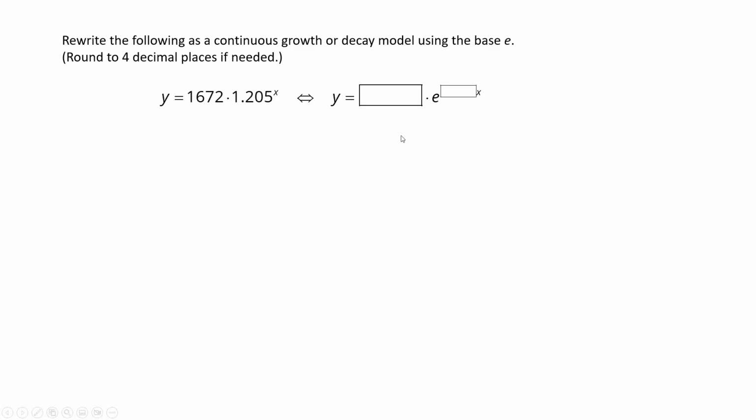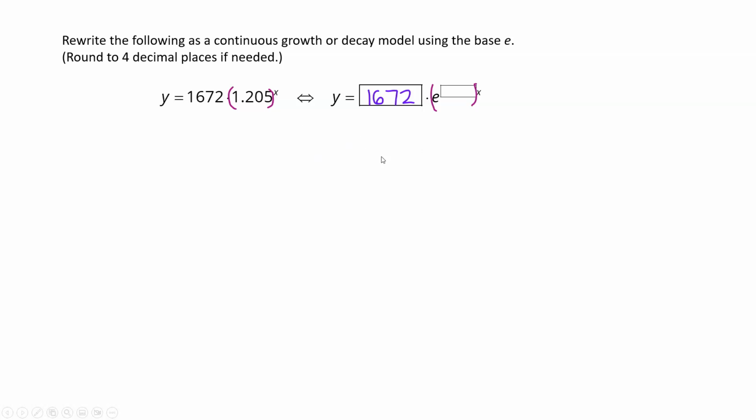In this one here, you were asked to rewrite this 1,672 times 1.205 to the x and write it as a power of e instead. So the constant being multiplied to this is still going to be the initial value of 1,672. That's not going to change. In order to figure out what's going to go here, and oftentimes this is called k, or the exponential growth rate, or the constant growth rate, that's going to be calculated by realizing that e to whatever this power is going to equal this 1.205 over here.